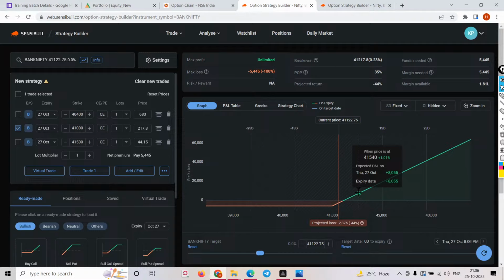Why? Because the delta of at the money is 0.5. The delta will be like neutral. The delta of the in the money depends on the strike, it will be from 0.5 to 1, and the delta of at the money is 0.5. That's the reason with the 1% upside you will get only 8,000 profit.